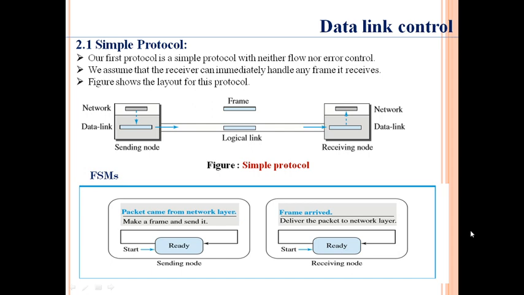In the FSM, finite state machine diagram below, you can see that the initial sending node is in the ready state. Once the packet is received from the network layer, it will make a frame and start sending. At the receiving node, once the packet is received, it will decapsulate it and send it to the network layer. So the receiver, without sending an acknowledgement to the sending node, will just receive and send to the network layer. And the sender also will not wait for any acknowledgement from the receiving end.